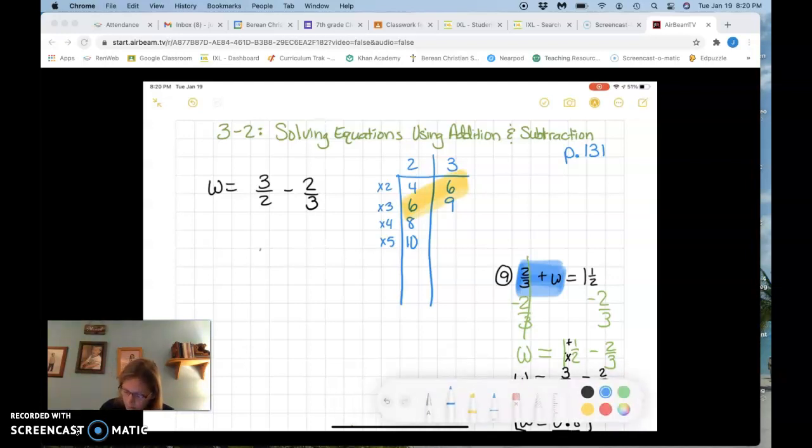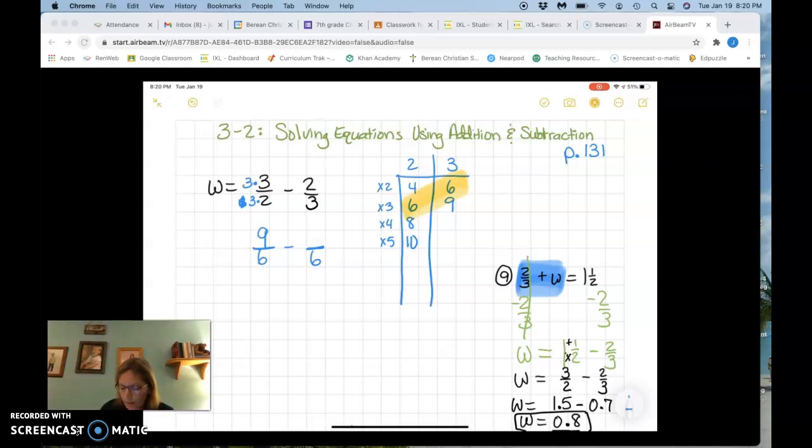So if I put a 6 on the bottom for both of them, because that's the least common denominator, how did I get to 6 from this 2? I had to multiply by 3. So if I multiply the bottom by 3, I have to also multiply the top by 3. 3 times 3 is 9. And then on this side, how did I get to 6? I multiplied 3 times 2. So if I multiply the bottom by 2, I have to multiply the top by 2. And 2 times 2 is 4.